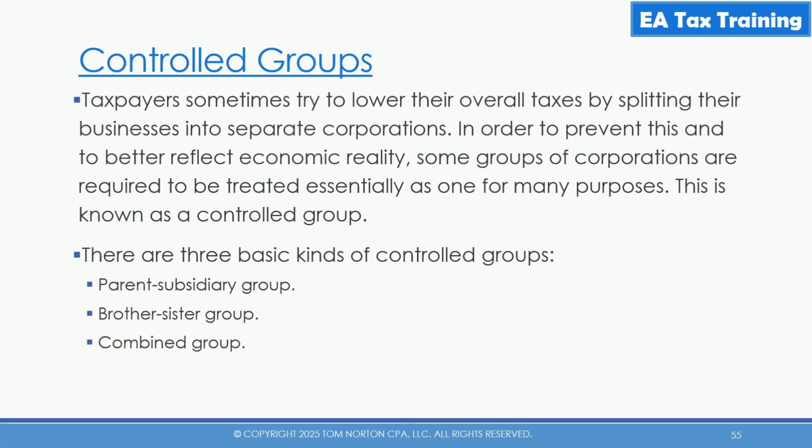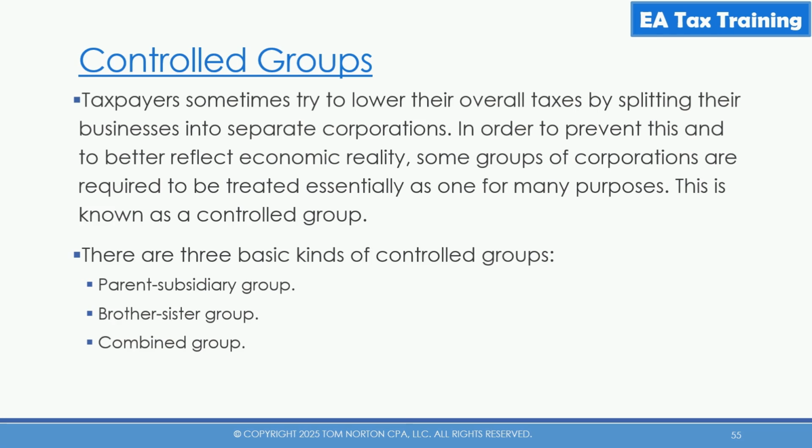Well, in order to prevent this, and to better reflect actual economic reality, some groups of corporations are required to be treated essentially as one for many purposes in the tax law. So this is known as a controlled group. There are three basic kinds of controlled groups. You want to know these: parent subsidiary, brother sister, and combined group. So we are going to talk about each of these.